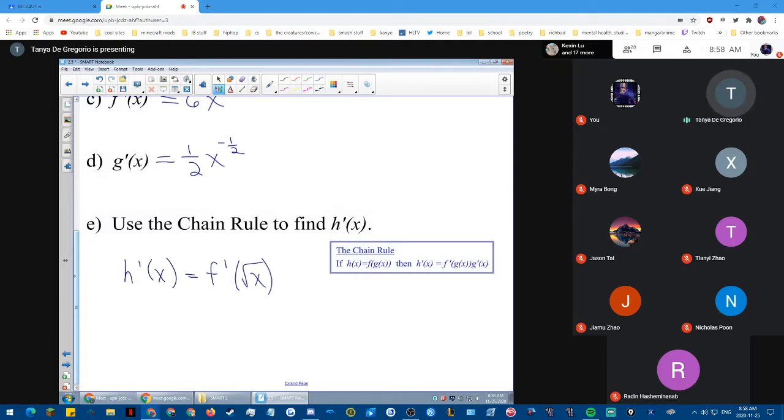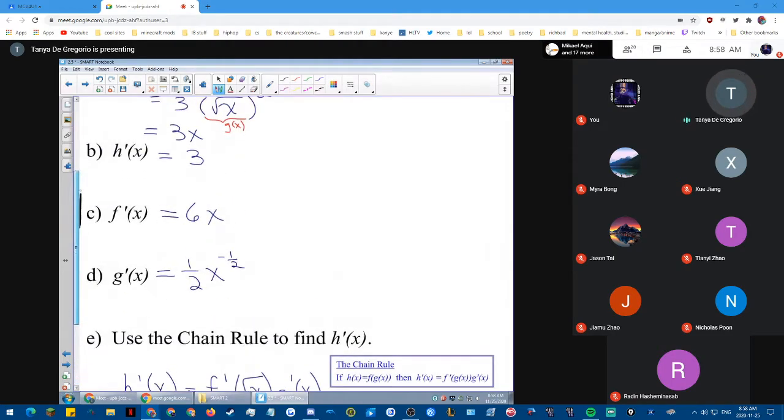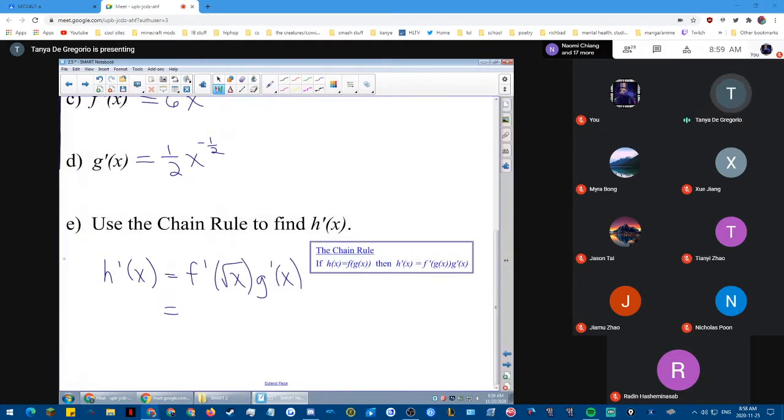And now we're going to multiply by g prime of x. Well, what did we find was g prime of x? It's right here, 1 over 2 x to the negative 1/2. So now we're going to sub in our derivatives. f prime, I found out to be 6x. Well, now I want f prime at root x. So just sub in root x: 6 root x, multiplied by my g prime of x, which we just saw was 1 over 2 root x. I just cleaned it up.